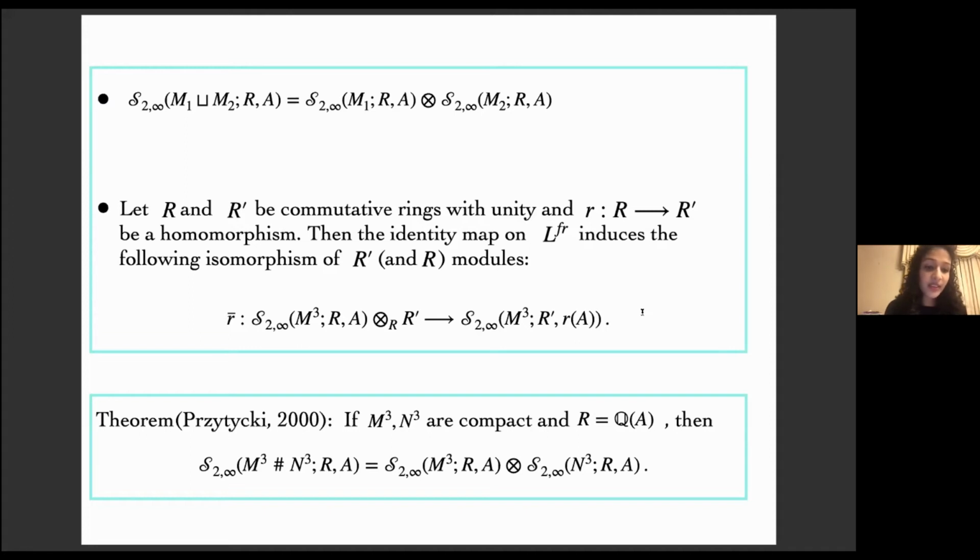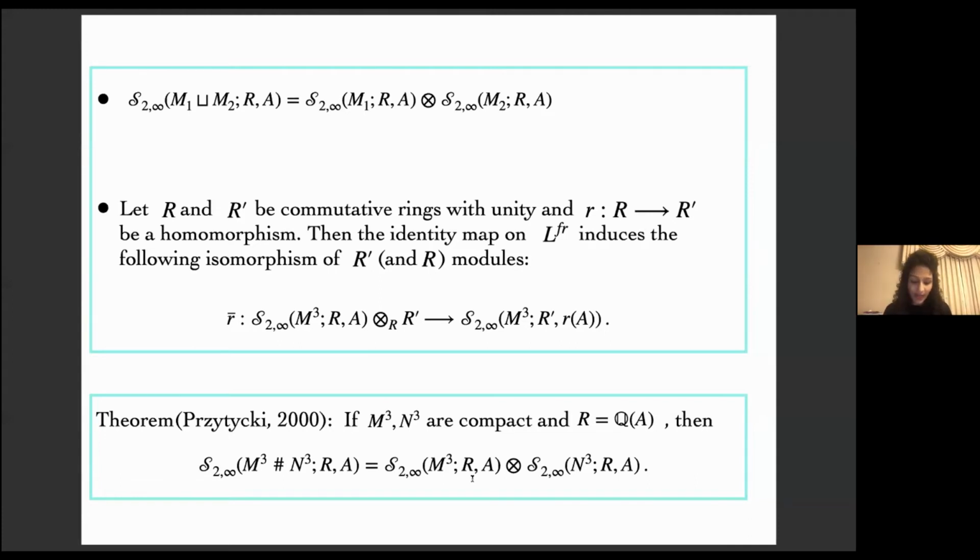The following theorem, which was proved by Joseph in 2000, is very important. It states that if you have 2 compact oriented 3-manifolds, and if you work over the field of rational functions in the variable A, then the Kauffman bracket Skein module of the connected sum of those 2 manifolds is the tensor product of the individual Kauffman bracket Skein modules.